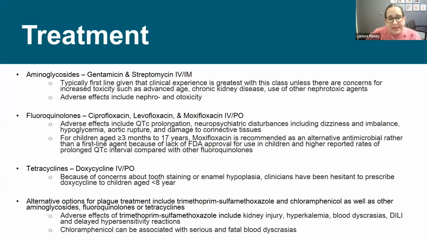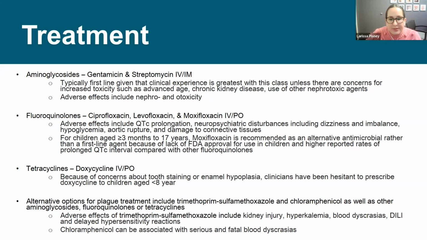In terms of tetracyclines, there are many agents that can be used. But doxycycline is the most common. This can be given both IV or PO. Other agents include just tetracycline, minocycline, eravacycline, or omadacycline.